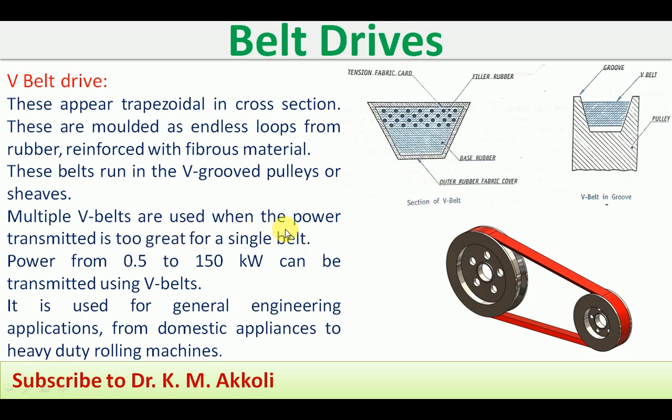Multiple V belts are used when the power transmitted is too great for a single belt. For a single belt we can use a single groove, or multiple belts on the same shaft, where multiple grooves are provided side by side in order to transmit more power. Power from 0.5 to 150 kilowatt can be transmitted using V belts. The more power we can transmit by using multiple belts. That range is given here.